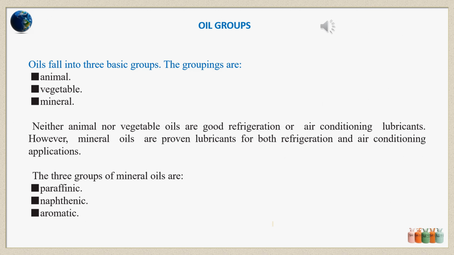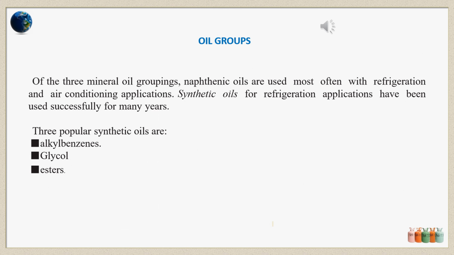Oil groups. Oils fall into three basic groups. The groupings are animal, vegetable, and mineral. Neither animal nor vegetable oils are good refrigeration or air conditioning lubricants. However, mineral oils are proven lubricants for both refrigeration and air conditioning applications. The three groups of mineral oils are paraffinic, naphthenic, and aromatic. Of the three mineral oil groupings, naphthenic oils are used most often with refrigeration and air conditioning applications.